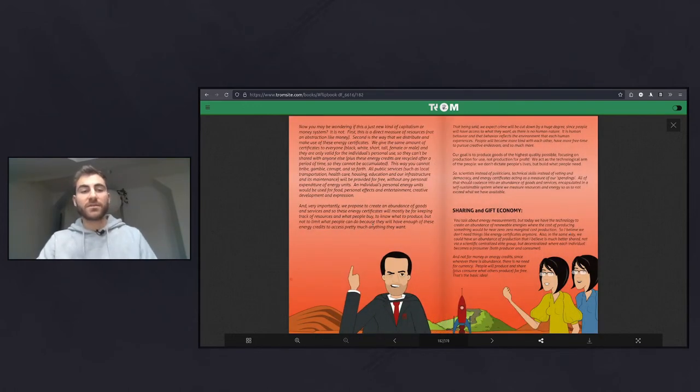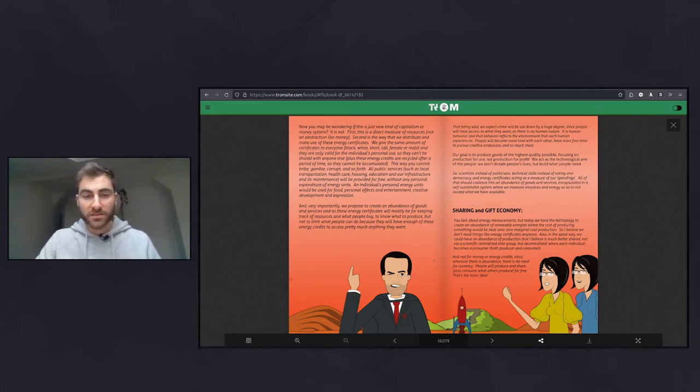And then he continues, now you may be wondering if this is just a new kind of capitalism or money system. It is not. First, this is a direct measure of resources, not an abstraction like money. Second, is the way that we distribute and make use of these energy certificates. We give the same amount of certificates to everyone, black, white, short, tall, female or male, and they are only valid for the individual's personal use, so they can't be shared with anyone else. Plus, these energy credits are recycled after a period of time, so they cannot be accumulated, they cannot be hoarded. This way, you cannot bribe, gamble, corrupt, and so forth.